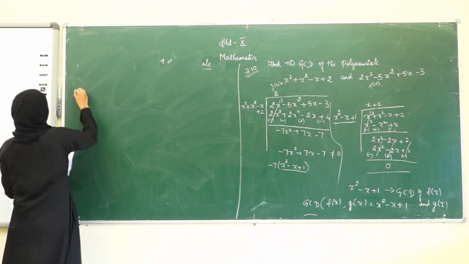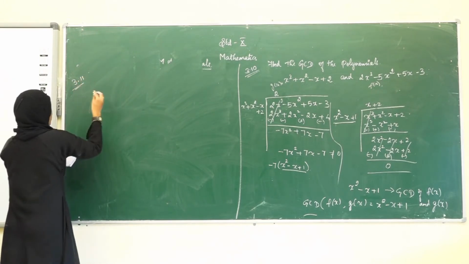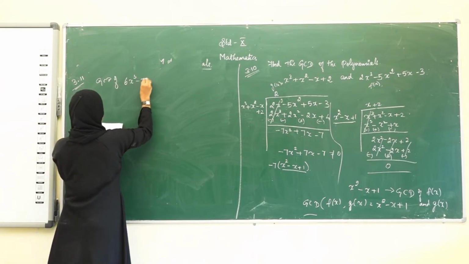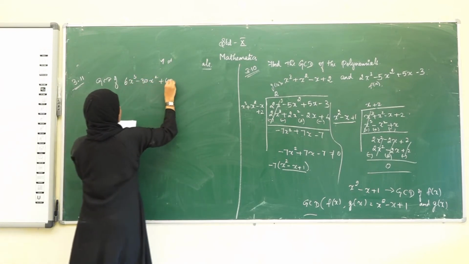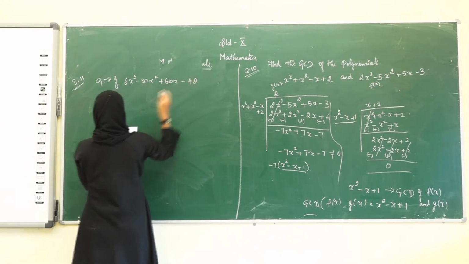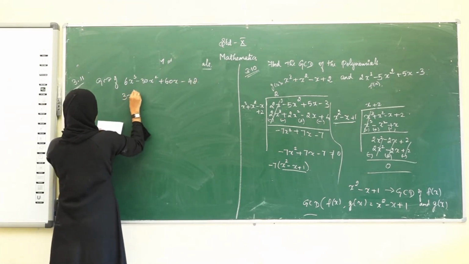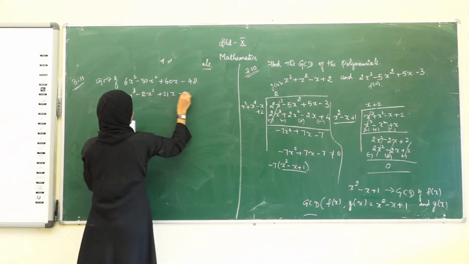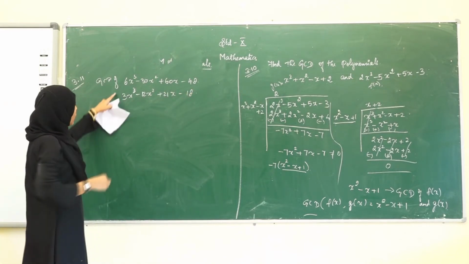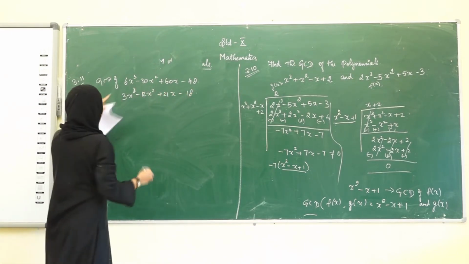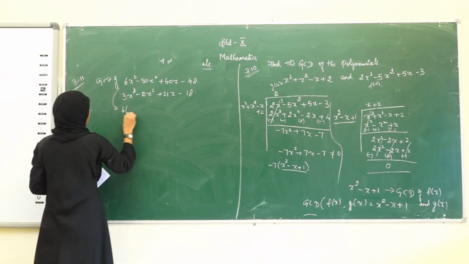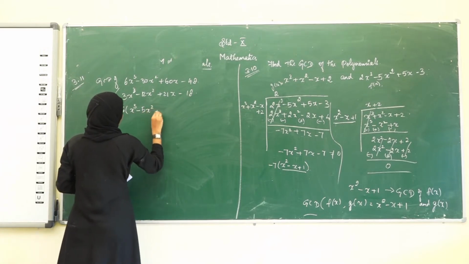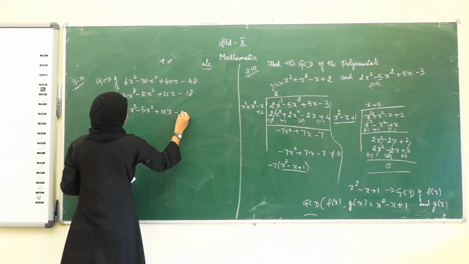That is example number 3.11. They have given: find the GCD of again two polynomials, 6x cube minus 30x square plus 60x minus 48, and the other polynomial 3x cube minus 12x square plus 21x minus 18. See, in these two polynomials we have the coefficients common. From the first we can take 6 outside, that is x cube minus 5 x square plus 10 x minus 8.